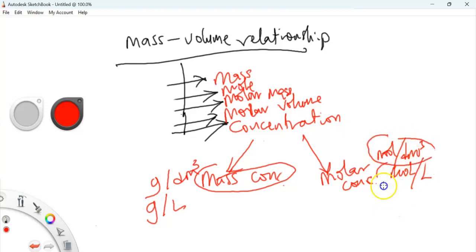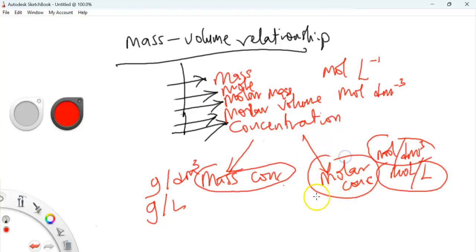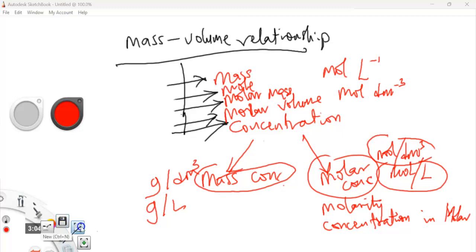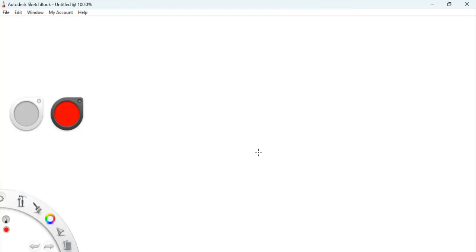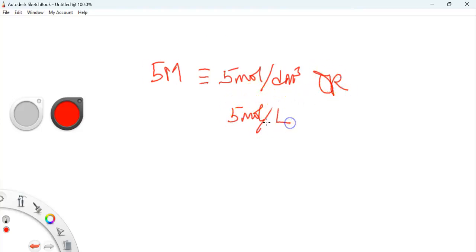Remember that all these can also be written as mole per liter, mole per dm³. This molar concentration can also be called molarity, or concentration in molar, in capital M. So in any situation whereby you are given something like 5 molar, just know that this is equivalent to saying 5 mole per dm³, or 5 mole per liter. Do you understand?